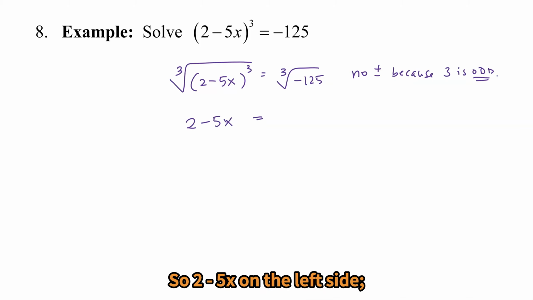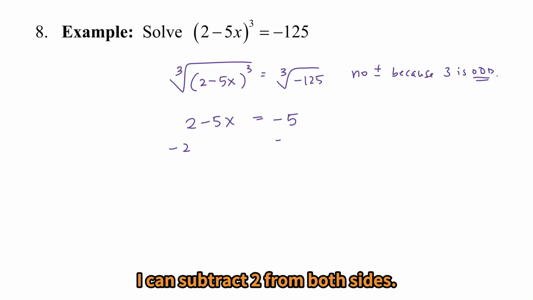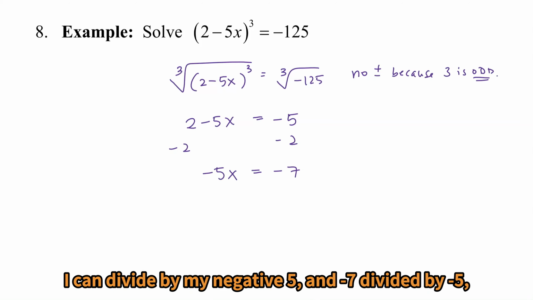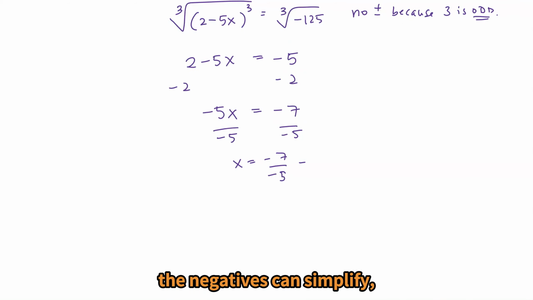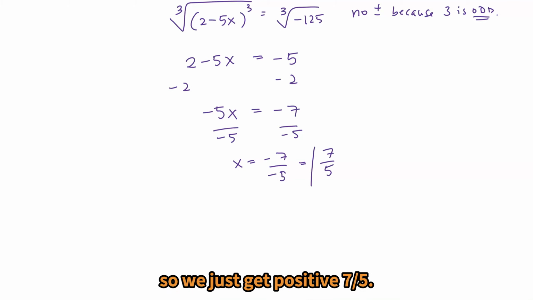So 2 minus 5x on the left side. The cube root of negative 125 is negative 5. I can subtract 2 from both sides. I can divide by my negative 5. And negative 7 divided by negative 5. The negatives can simplify, so we just get positive 7/5.